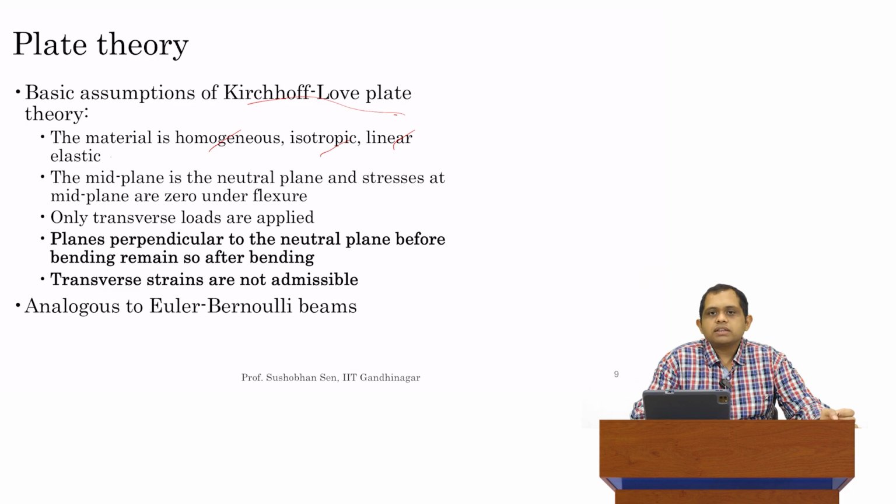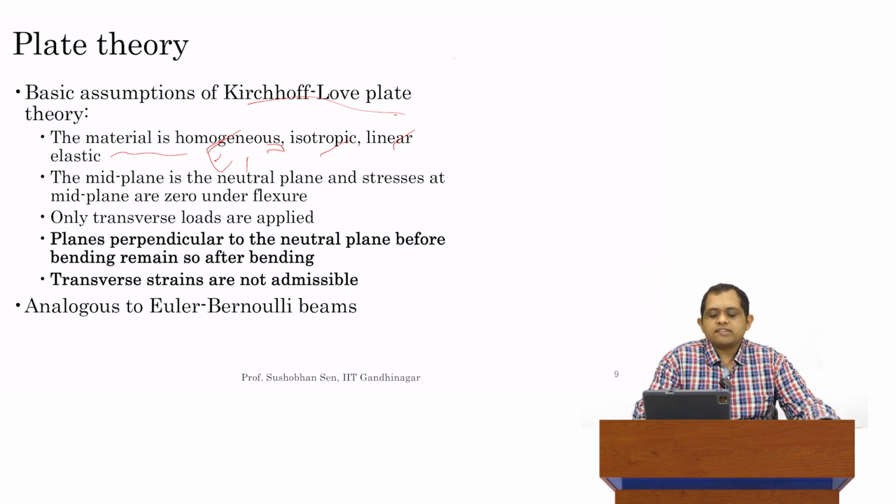So homogeneous meaning that its properties are the same everywhere. Isotropic meaning the properties in any given direction are the same, so there's no directional dependence of the properties. And linear elastic meaning that it basically follows Hooke's law, that is stress is proportional to strain. What these 3 together say is that we can characterize the behavior of the material using just 2 properties, that is the elastic modulus and the Poisson's ratio. That's basically what comes out of assumption number 1.